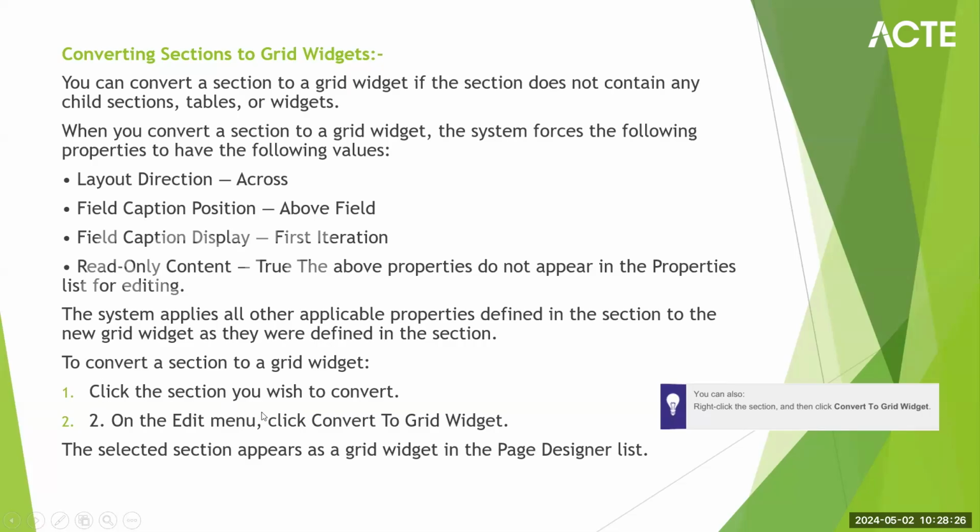click on the section you wish to convert, and then on the edit menu, convert to grid wizard. The other way of doing it: right click on the particular section and click on convert to grid wizard.